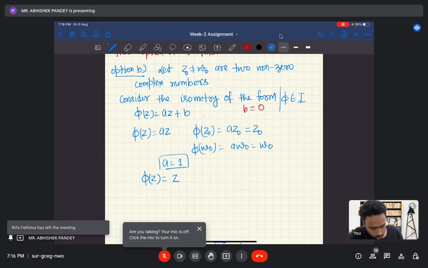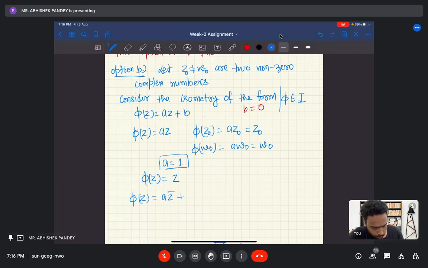Now we also have an isometry of this form. Here also b is equal to 0 since phi belongs to I.